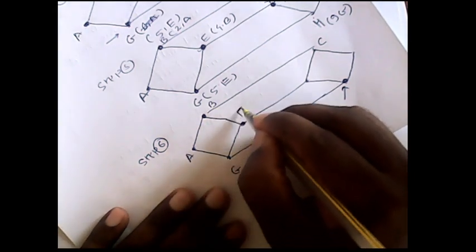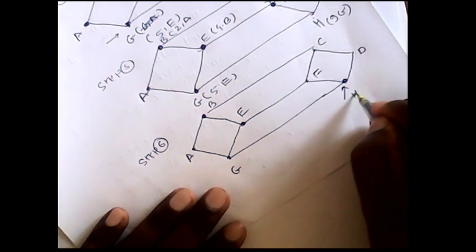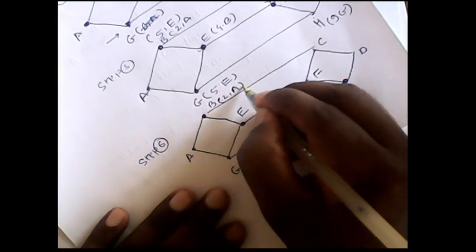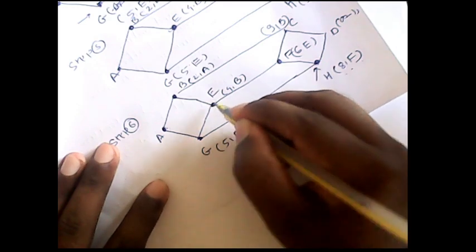So H is a new working node. C, G, A, B, E, D, F and H. So it is 2 comma A, 4 comma B, 6 comma E, and new is 8 comma F, 5 comma E, 9 comma B. So the new working node from this is 8 comma F. So my permanent nodes are A, B, C, E, F, and the new working node is H.